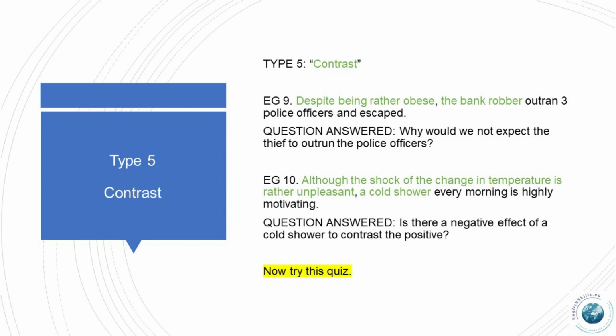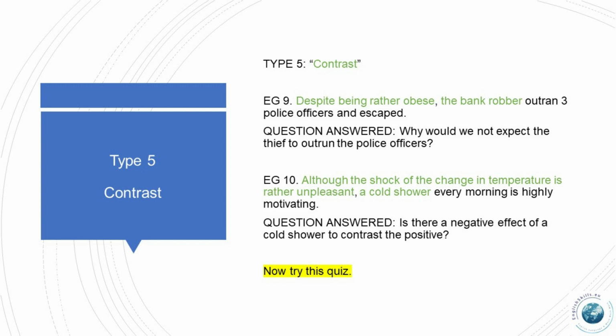Well, what's the question answered? Why would we not expect the thief to outrun the police officers? Answer? Well, he's rather obese. So there you go. A very useful way to create a contrast to answer the question why in almost an unexpected outcome. It's quite interesting.